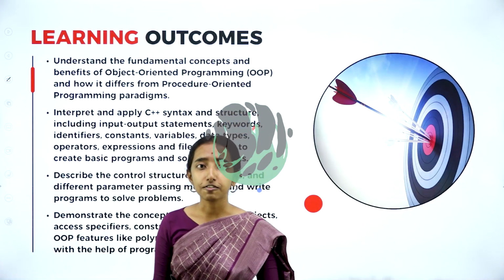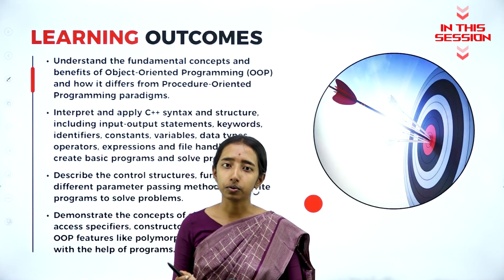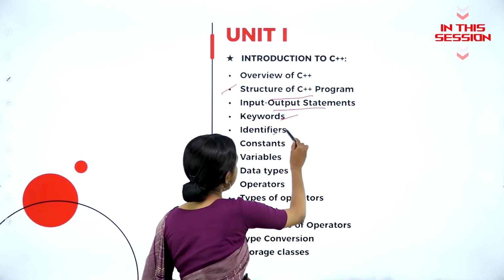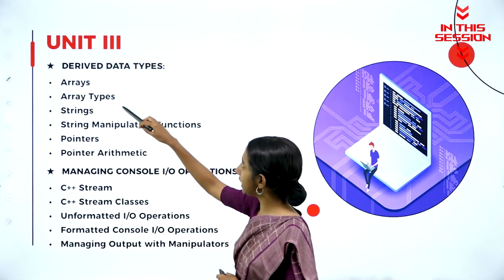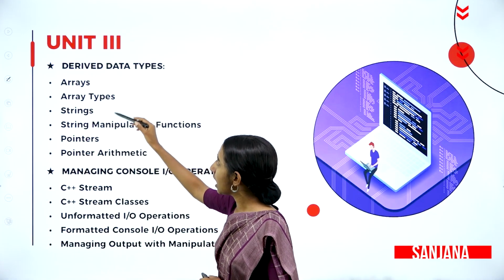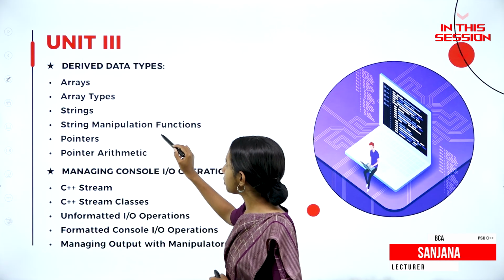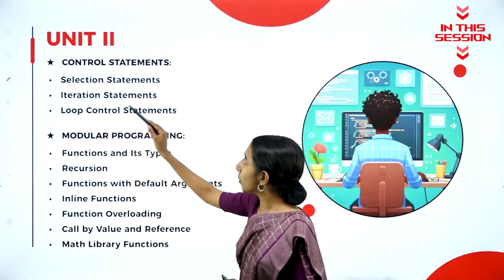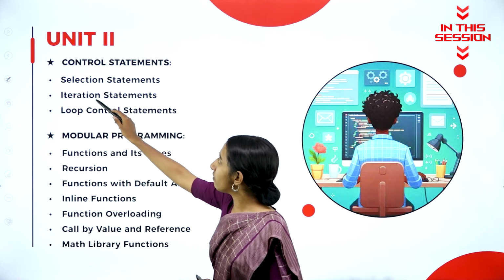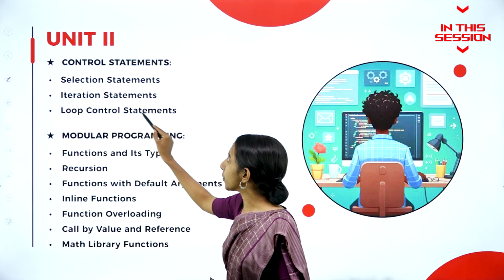We can differentiate between procedure-oriented and object-oriented programming. Keywords, identifier, constant, variable, and data types. In derived data types, there are arrays, array types, strings, string manipulation functions, pointer, pointer arithmetic. So, in control statement, we are having selection statements, iteration statement, loop control statement.